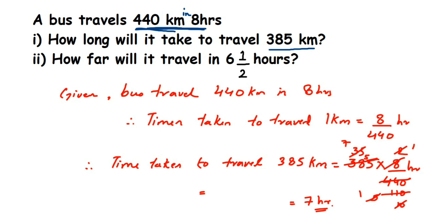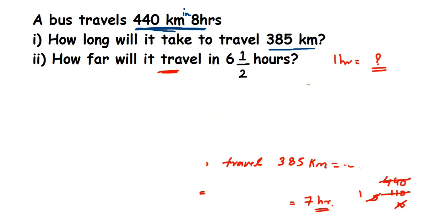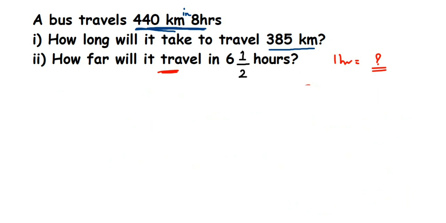The next one is different from the first question. What they're asking here is, how far will it travel in 6.5 hours? Now here they're asking how much distance it is going to cover in this many hours. So here we have to find out for 1 hour how many kilometers it is traveling. If we get it for 1 hour, we can find out for 6.5 hours. Same method as we did for the first one. So let us find out for 1 hour, and then we're going to find out for 6.5 hours.